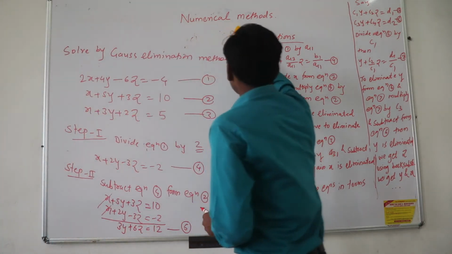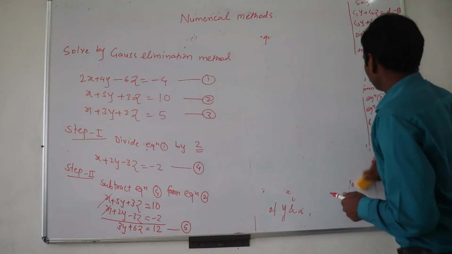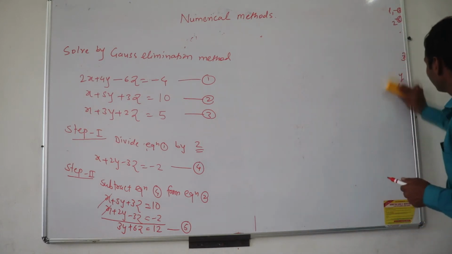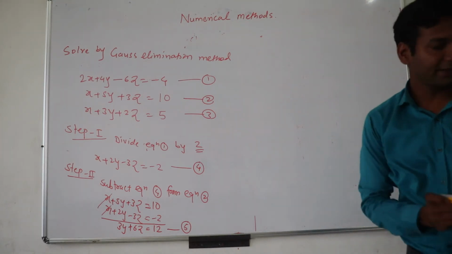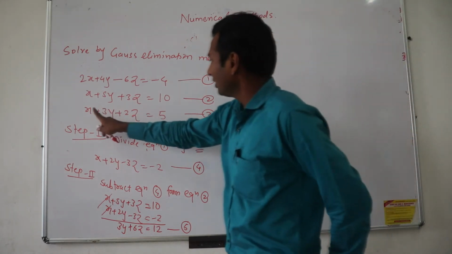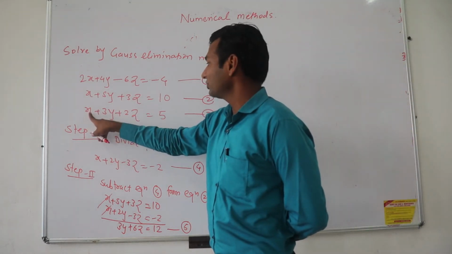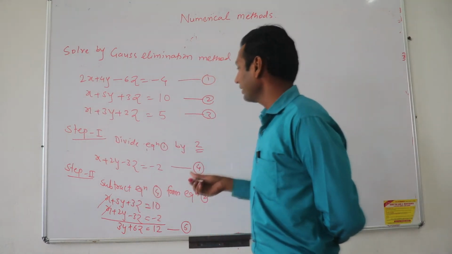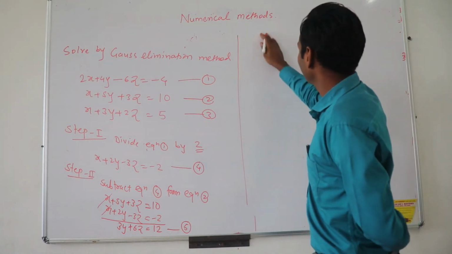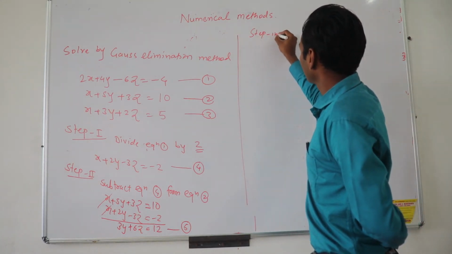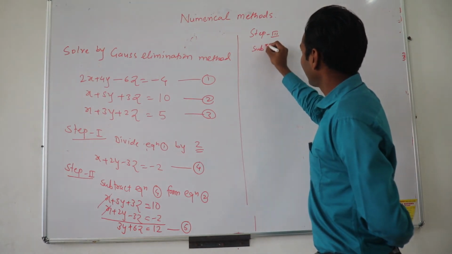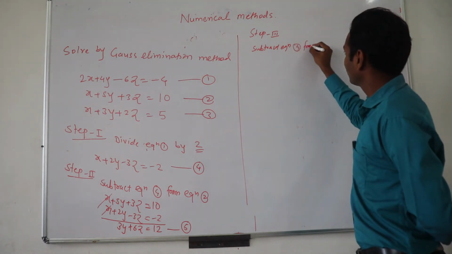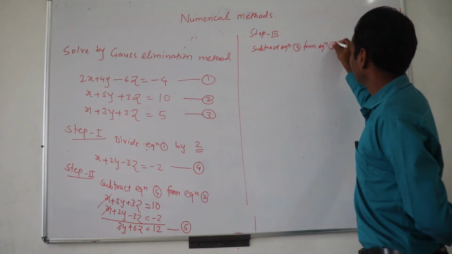Now a similar step is used for equations number 3 and 4. See the coefficient of x in equation 3 is also 1. So no multiply step; we directly subtract it. So I write here step 3: subtract equation 4 from equation 3.